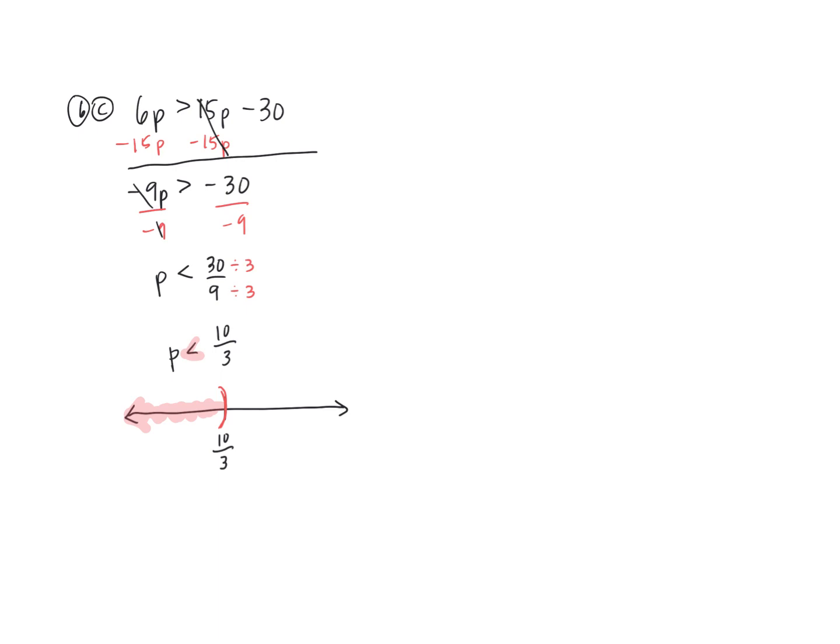So my interval notation goes from left to right. The shaded part starts at negative infinity, and the shaded part ends at 10/3. And both of those get parentheses.